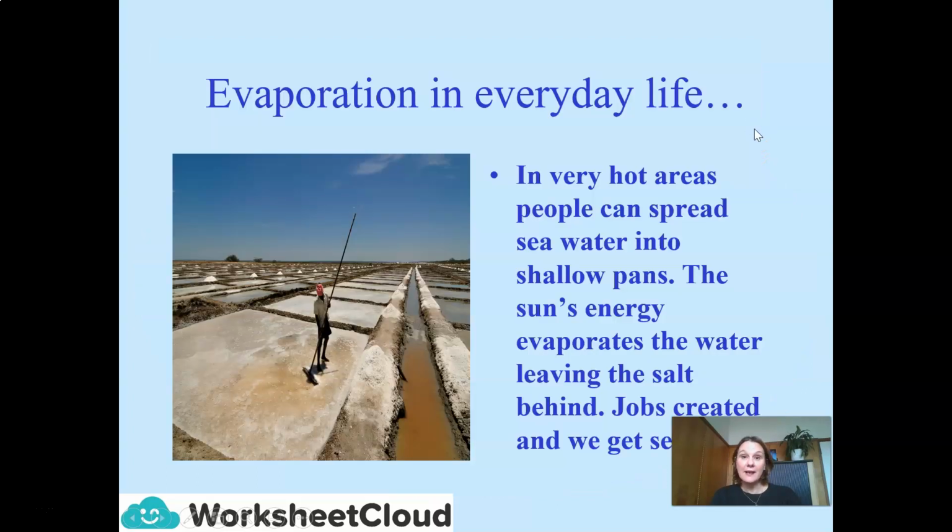How is this used in everyday life? Evaporation. In very hot areas, especially near oceans, people can spread seawater into shallow pans. And here you see the shallow pans over here. The sun's energy evaporates the water, leaving only the salt behind. So using nature like this not only creates jobs, but it also gives us sea salt. So the next time you are grinding that sea salt onto your food or your delicious chips, think about where that salt came from, grade 7s.